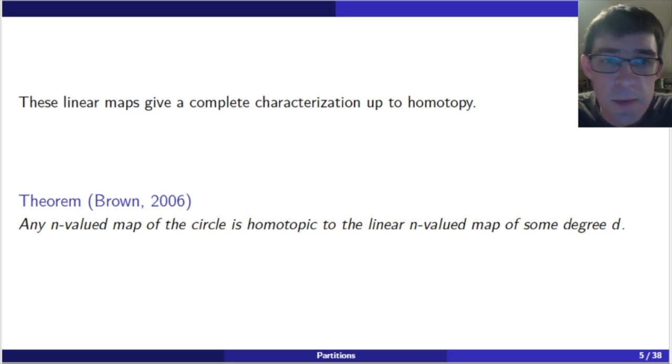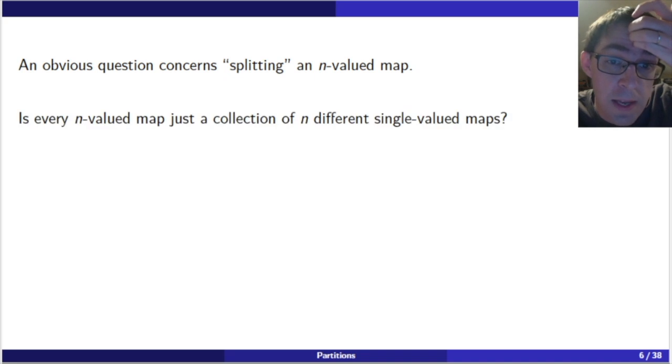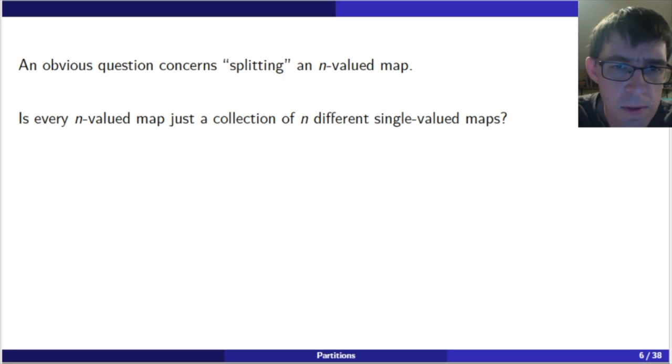That's Bob's theorem. Now, what I want to focus on is a question concerning splitting an n-valued map. If you have a function where there are n y values for every x value, is any such map just a collection of n different single-valued maps taken together, rather than one map with n different values? Isn't that just the same as n different ordinary single-valued functions taken together?